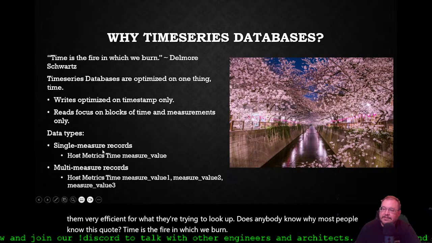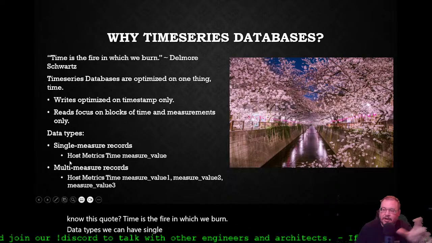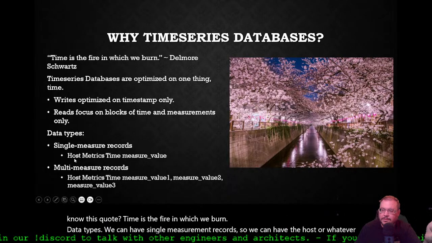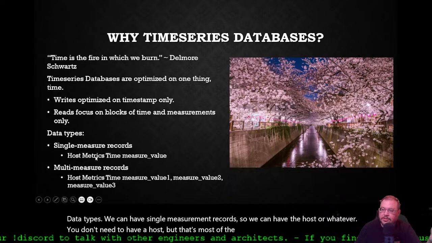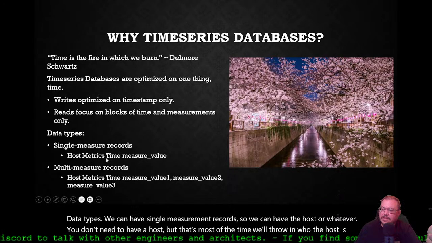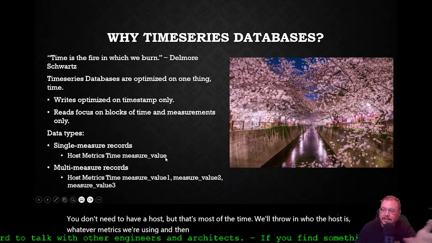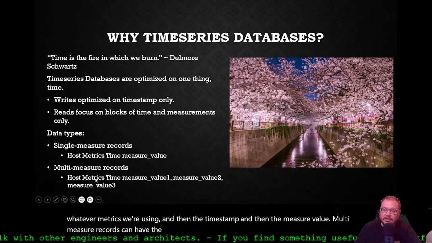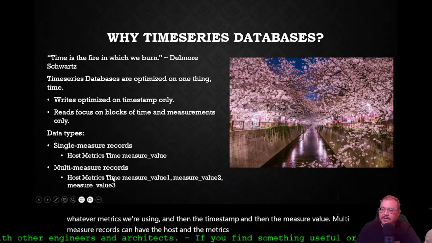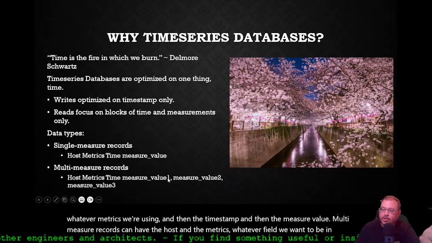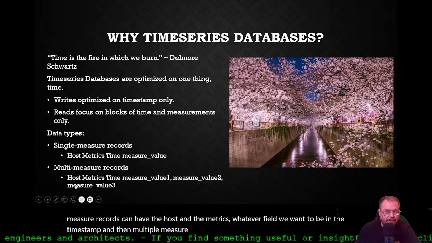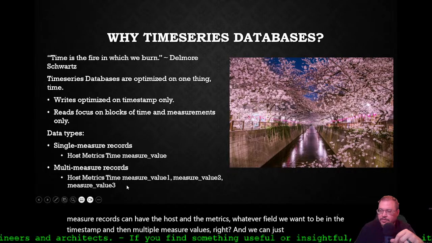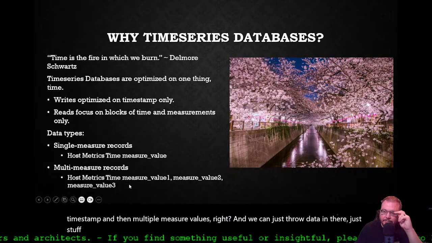Data types, we can have single measurement records, so we can have the host or whatever. You don't need to have a host, but most of the time we'll throw in who the host is, whatever metrics we're using, and then the timestamp, and then the measure value. Multi-measure records can have the host and the metrics, whatever field we want to be in, the timestamp, and then multiple measure values, right? And we can just throw data in there, just stuff data in there.